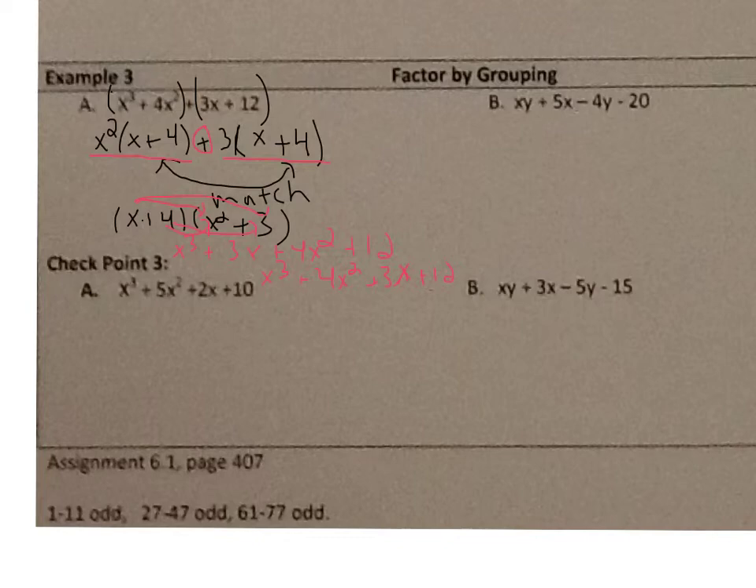Let's do B. We have to group these two things right here. And when you have a minus in the middle, you don't have to do this, but I like to group the minus with it. What that tells you, if there's a minus there, is you have to factor out a negative.